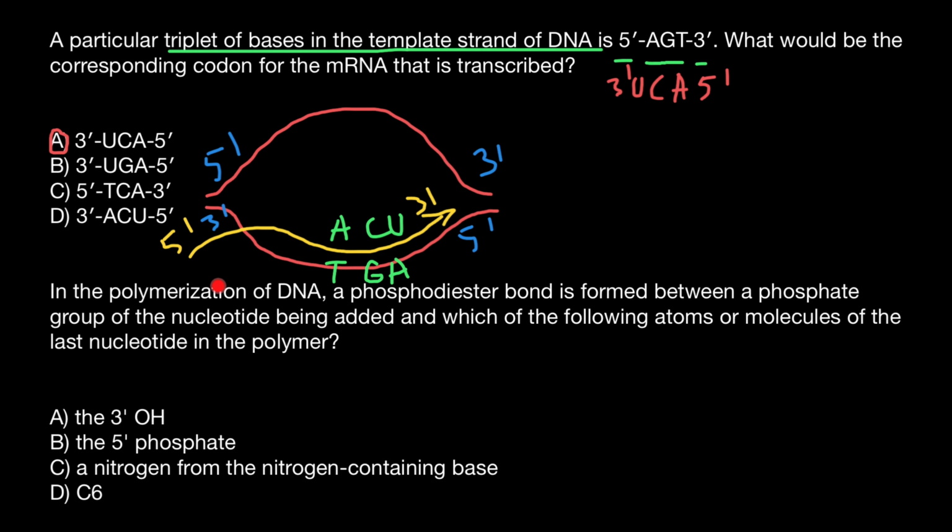One more time. In the polymerization of the DNA, a phosphodiester bond is formed between a phosphate group of the nucleotide being added and which of the following atoms or molecules of the last nucleotide in the polymer. And as you remember, each sugar, which is ribose, has a 3' end here and a 5' end here. This is the beginning, this is the last one, and to this last one the phosphodiester bond would form, and attached to the carbon number 3, we are going to find a group which is OH. So OH would be attached to the carbon number 3. And as you see, this is answer A.